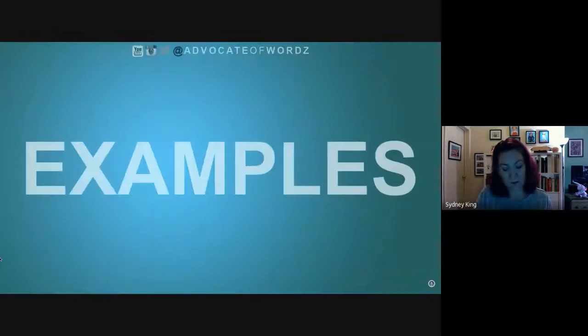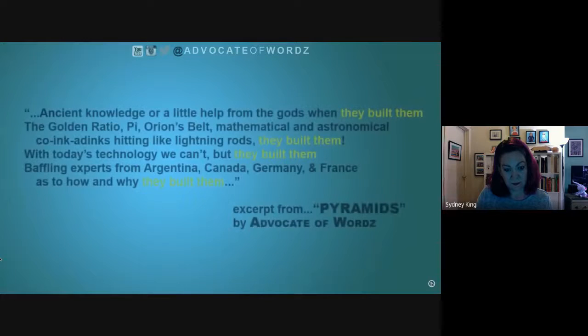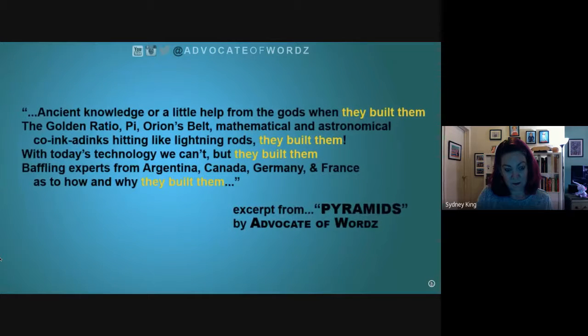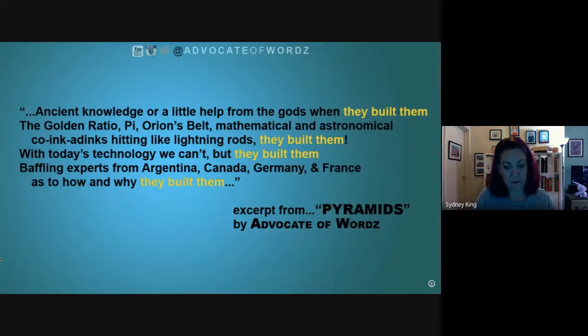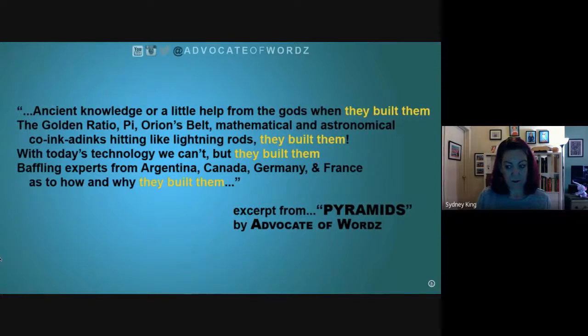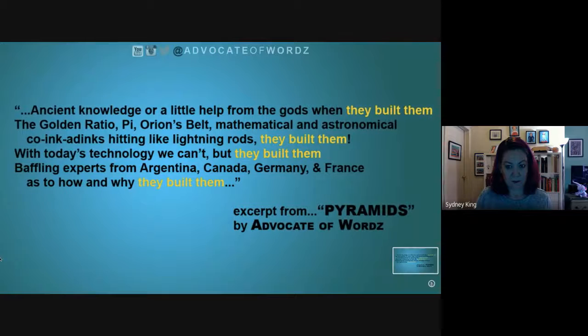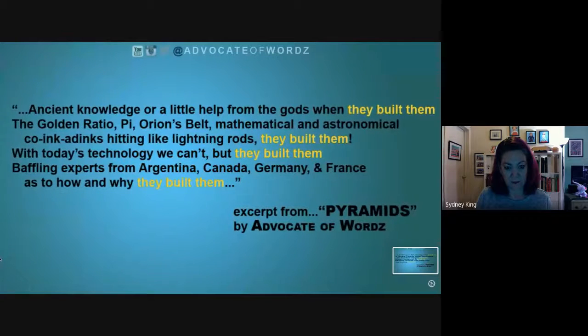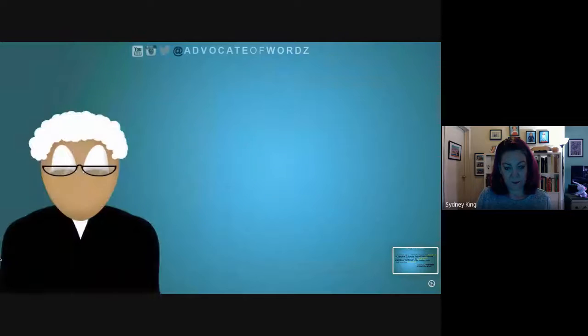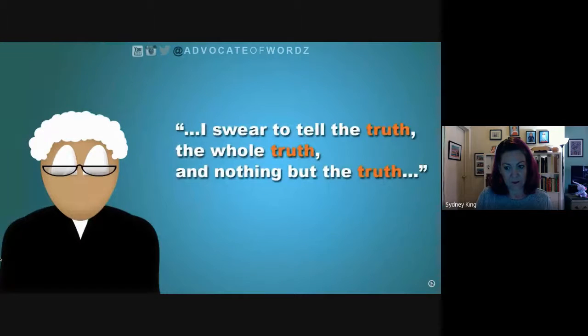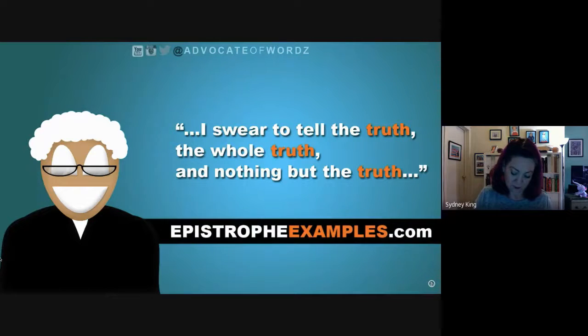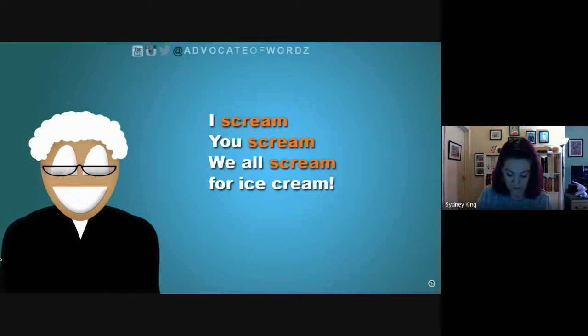Okay, time to share some examples. An excerpt from Advocate of Wordz poem, Pyramids. They built them is the repeated phrase at the end of each sentence. It emphasizes the focus of the poem and builds a cadence. Another example, how about the oath one must take in court? I swear to tell the truth, the whole truth, and nothing but the truth. And the truth is, that's a perfect example we got from epistropheexamples.com. They have a ton more for those of you who are interested. Like, I scream, you scream, we all scream for ice cream. We'll be back to this a little later.